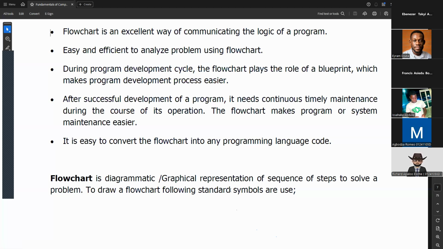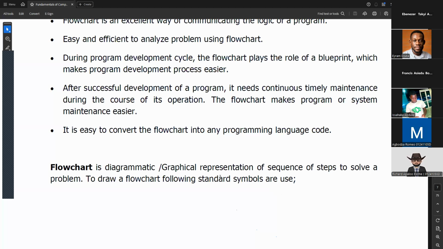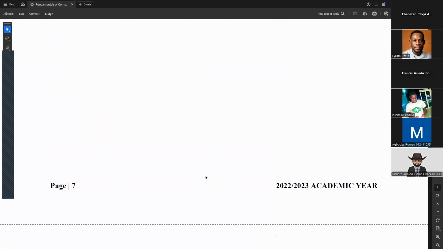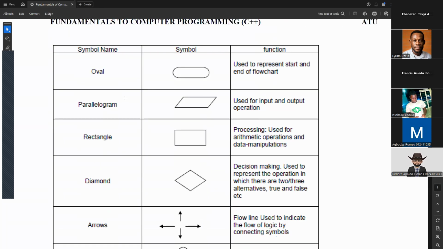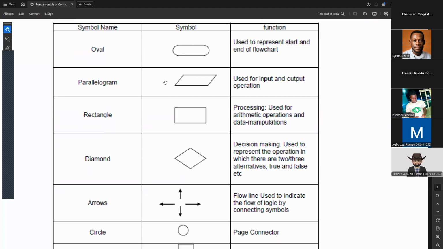Now, to draw that, there are some standard symbols we use. There are more symbols, but we look at the standard ones. The first is the oval shape, which we use to start and end the flowchart. Then we have the parallelogram, which is used for input and output operations. Anytime you have to perform input and output in your program, we use the parallelogram.